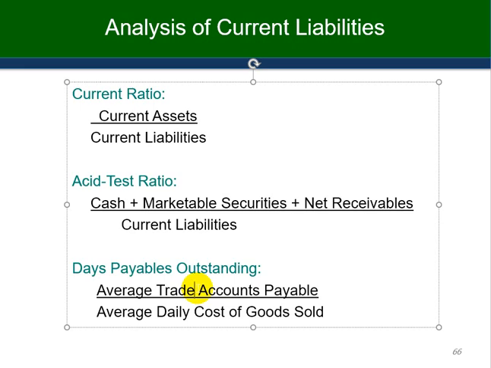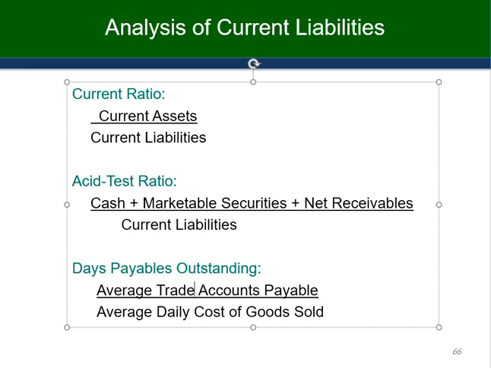So normally we do it the other way around, right? You'd calculate cost of goods sold divided by your average trade accounts payable, and that would be your turnover. And then you would take 365 and divide by the turnover, and that would give you your days payables outstanding.